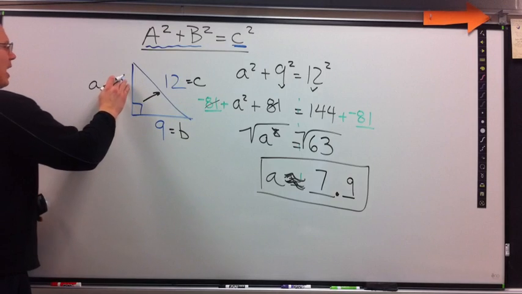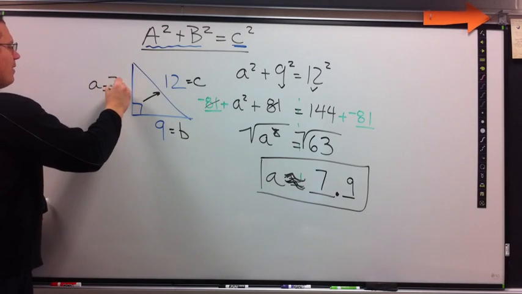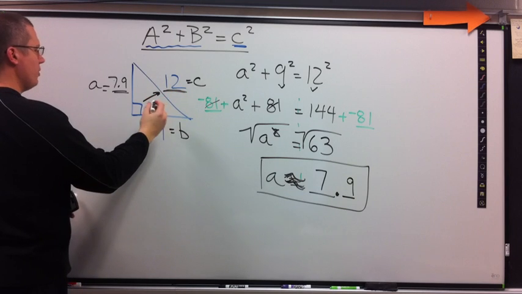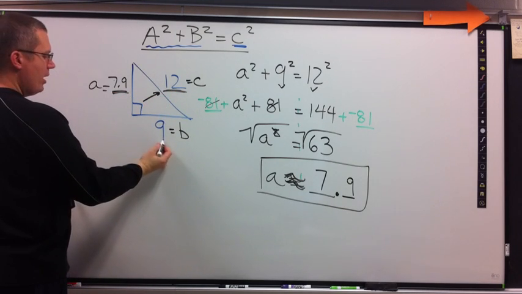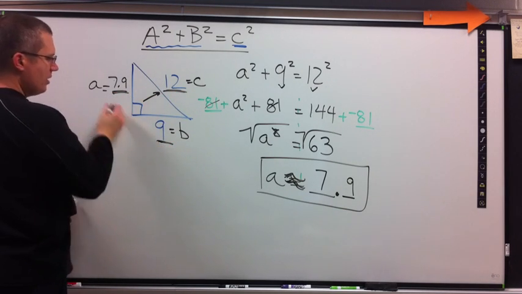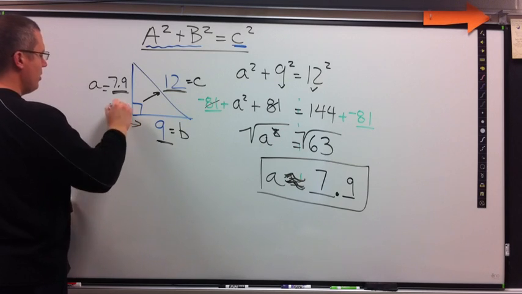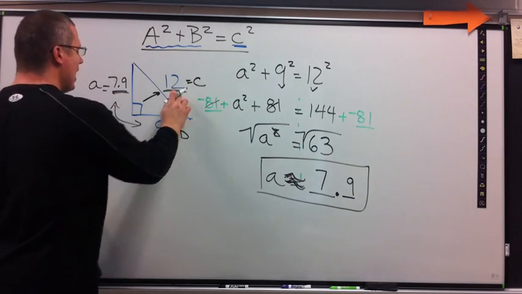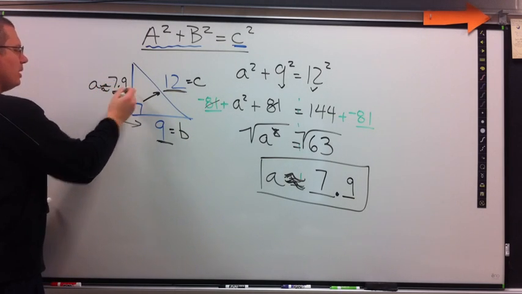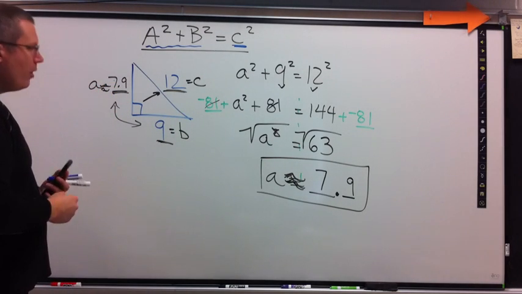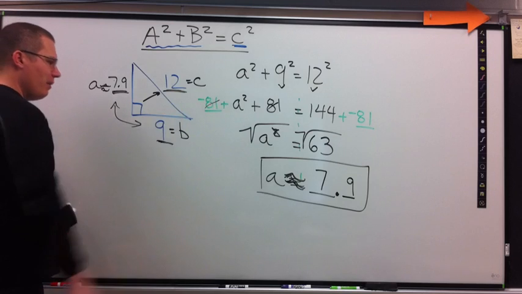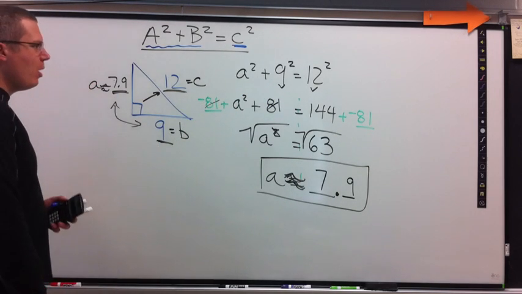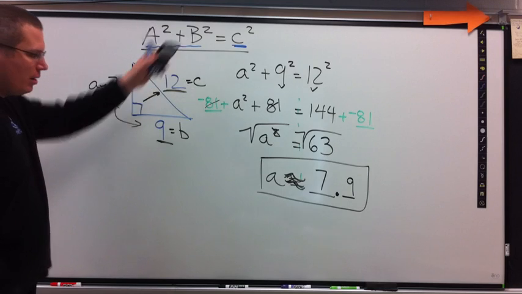Come back over. This now is 7.9. Check. Is it smaller than the hypotenuse? Yes, it is. Is it smaller than this? Yeah, it is. Is it bigger? No. Does it matter? No, it doesn't. These are interchangeable. So my answer here is 7.9, 9, and 12. Approximately 7.9. This is the formula. It can handle any of them. If I would have used B as the variable, it would have solved the same way. A squared plus B squared equals C squared.